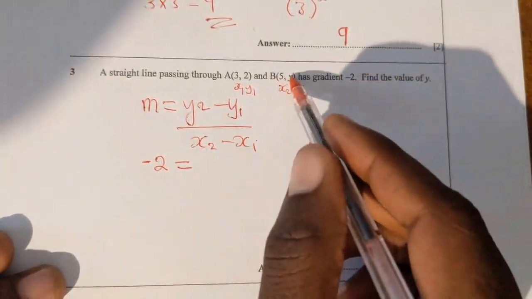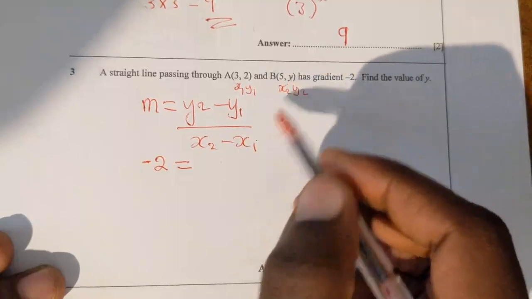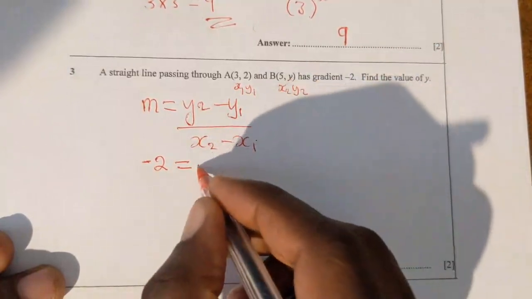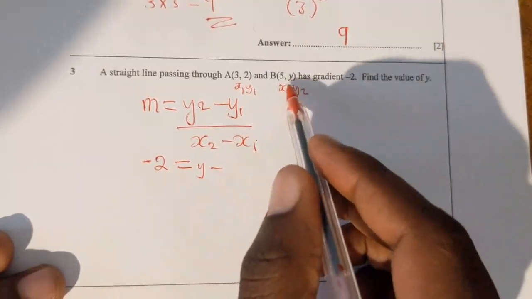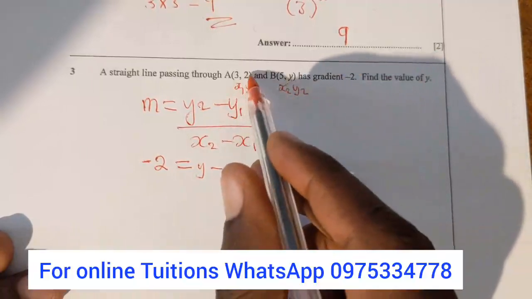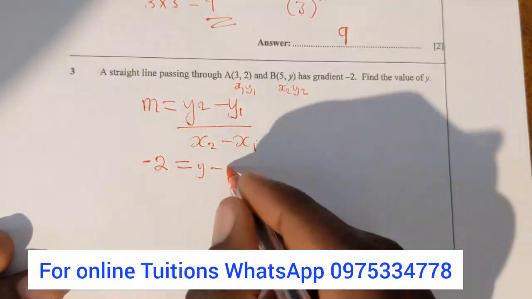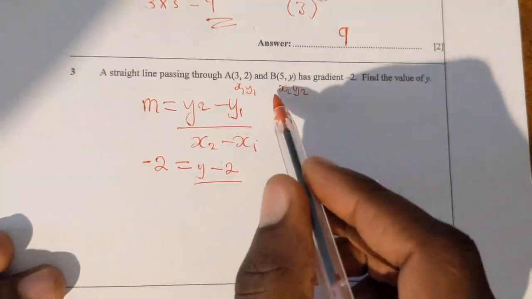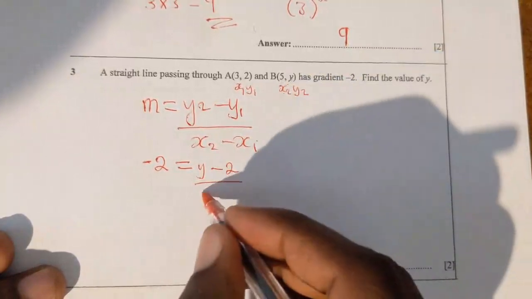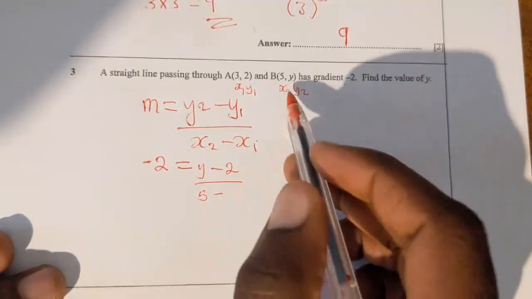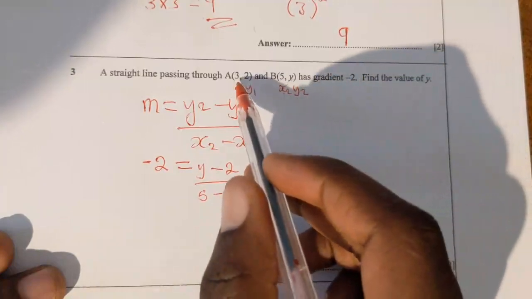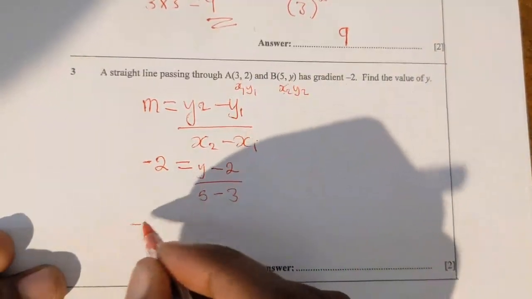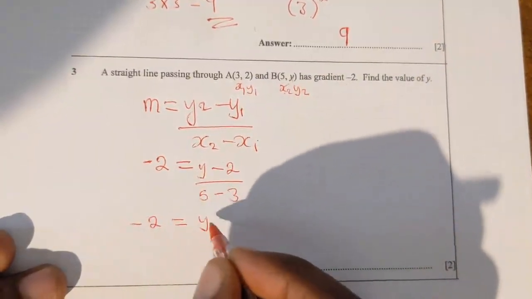So this is y2. y2 is y. So we put y here, minus y1. y1 is 2, so you just put 2 like that over x2, which is 5, minus x1. x1 is 3, so you just put the 3 like that. Then it is -2 equals y minus 2 over 5 minus 3.